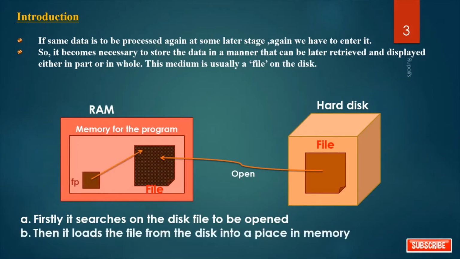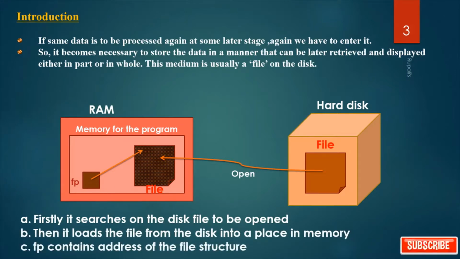FP is a pointer, it contains the address of the file structure. We will discuss FP in detail later. Firstly it searches on the disk for the file to be opened. Then it loads the file from the disk into a place in the memory. And FP contains the address of the file structure.